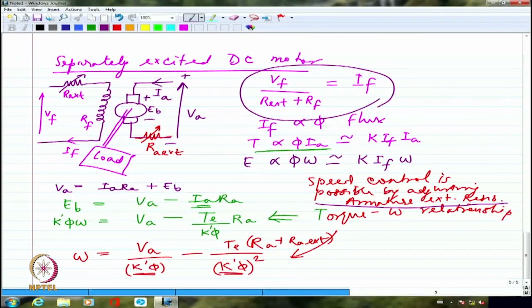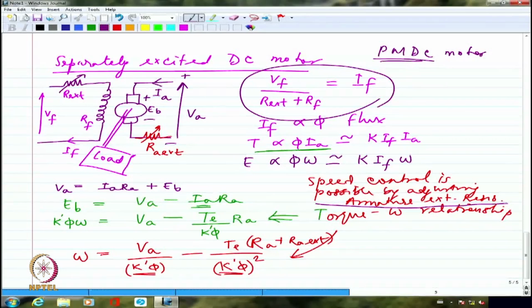So I can say permanent magnet DC motor and separately excited DC motor both behave the same way. There is hardly any difference, except for the fact that in a separately excited DC motor I can adjust the excitation, and in a permanent magnet DC motor I can't adjust the excitation.